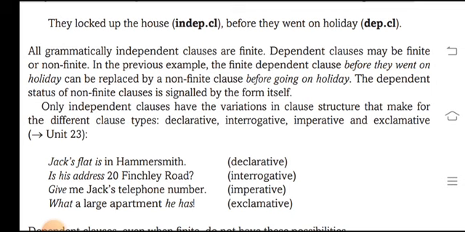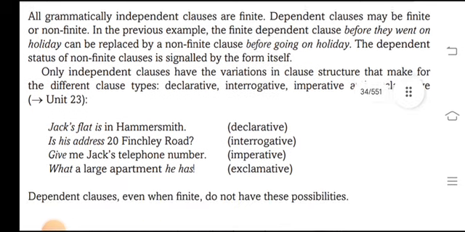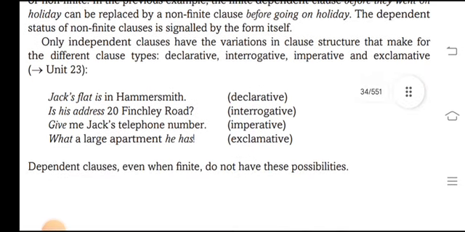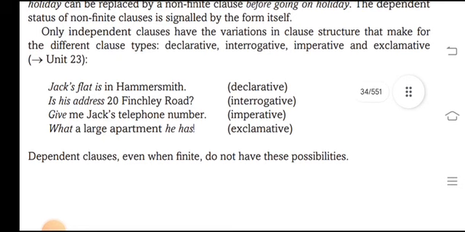The finite dependent clause, before they went on holiday, can be replaced by another non-finite clause, before going on holiday. The dependent structure status of the non-finite clause is signaled by the form itself. Only the independent clause has the variations in clause structure that make for the different clause types: declaratives, interrogatives, imperatives and exclamatives.